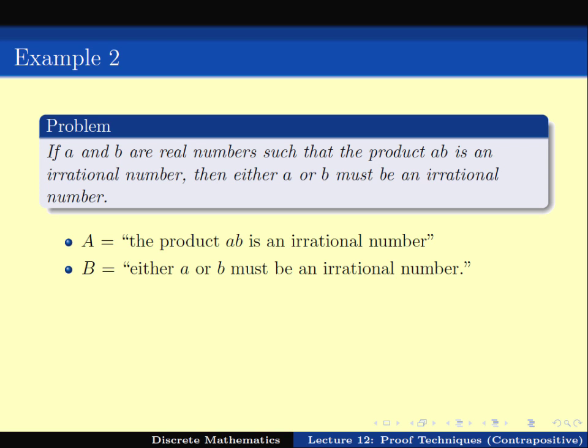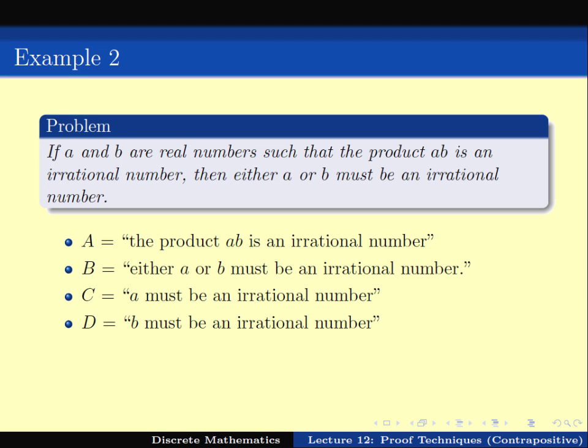B is the deduction that you have to do: either A or B must be an irrational number. So if you want to split it up into the C and D way, C is A must be an irrational number and D becomes B must be an irrational number. And again, let's try to work this out using the rule of contrapositiveness.